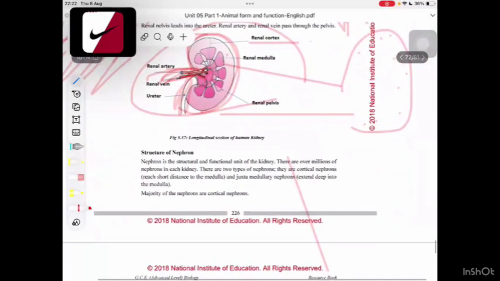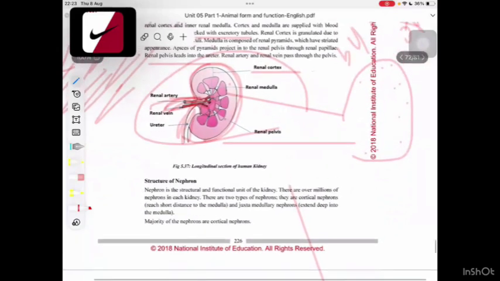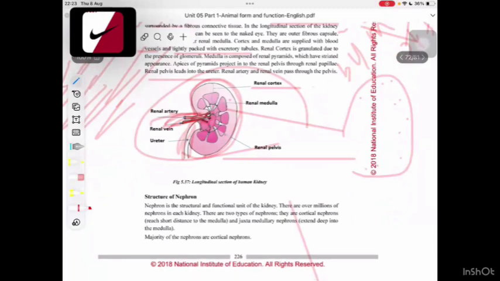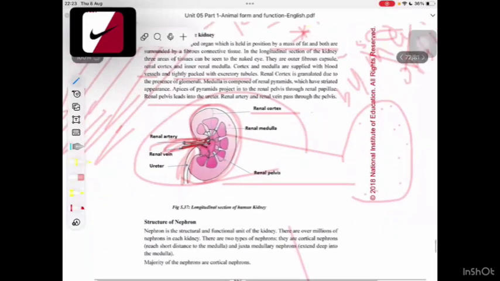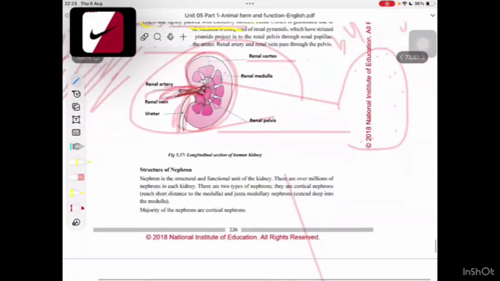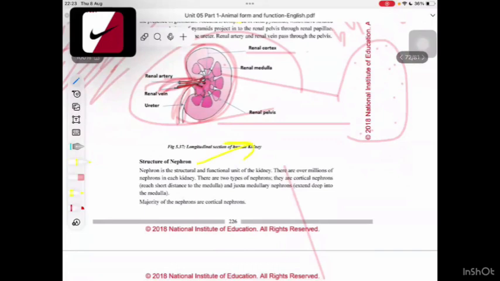Now let's go through this area. Structure of the nephron. Now we are going to learn about the nephron. The nephrons are actually the tubules present in the renal cortex and the renal medulla, because we learned here that the cortex and medulla are supplied with blood vessels and tightly packed with excretory tubules, right? These tubules are the nephrons. Nephron is the structural and functional unit of the kidney.